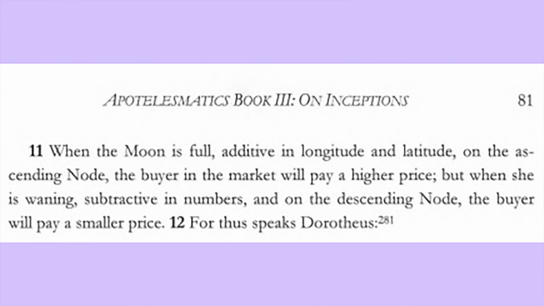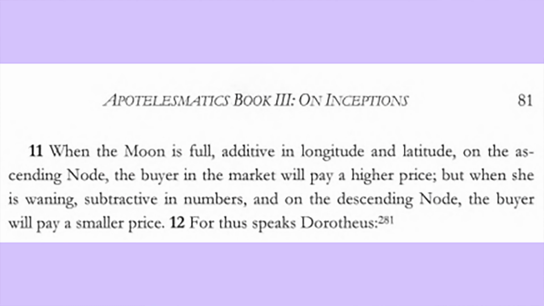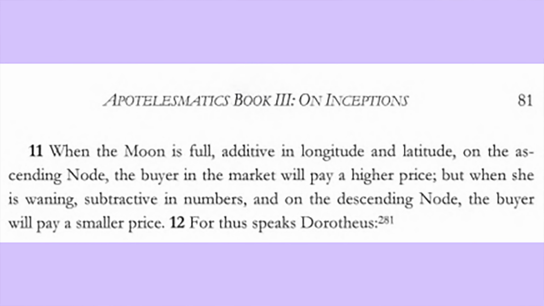When the moon is full, additive in longitude and latitude on the ascending node, the buyer in the market will pay a higher price. But when the moon is waning, subtractive in numbers, and on the descending node, the buyer will pay a smaller price. For thus speaks Dorotheus, and then he goes to quote Dorotheus. You find this also in Dorotheus. The notion is that the north node increases and the south node decreases.